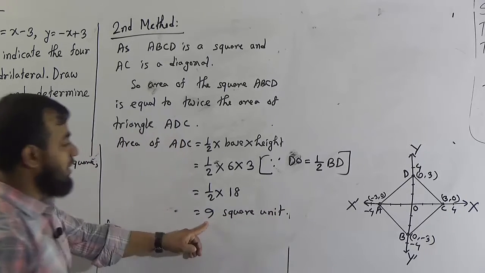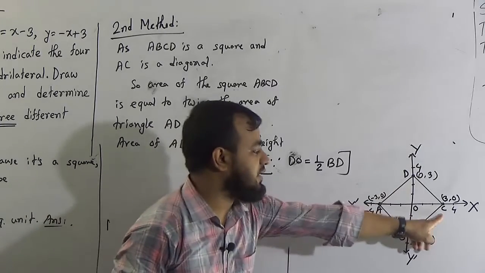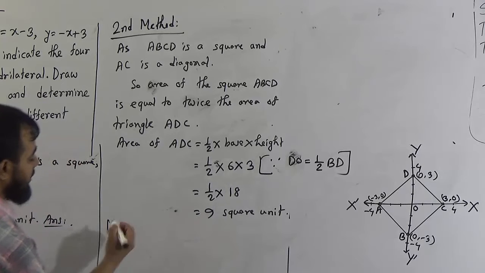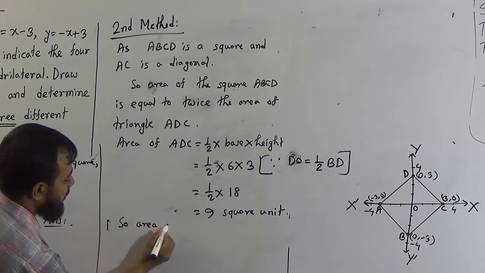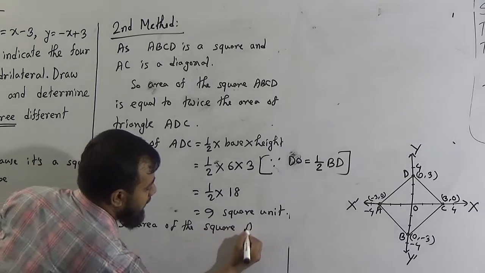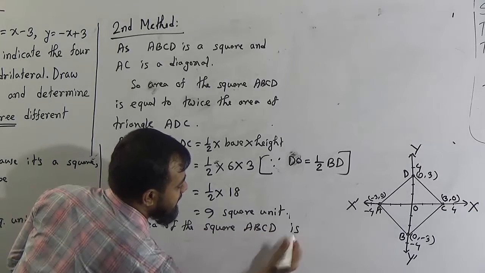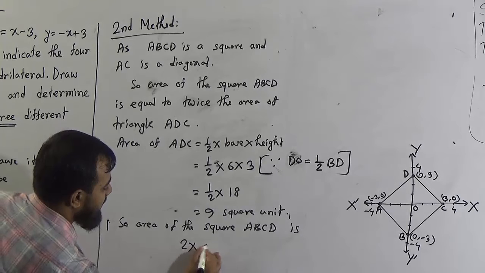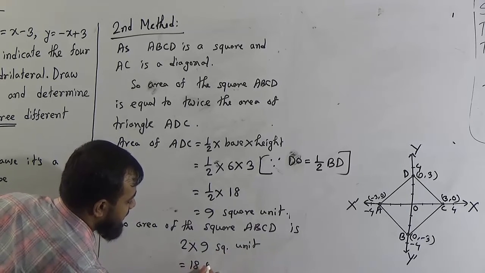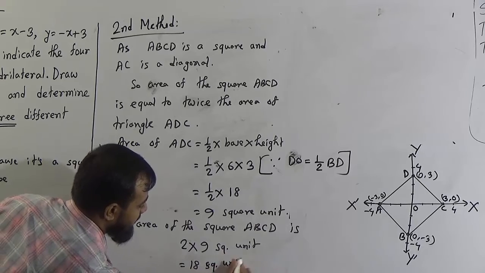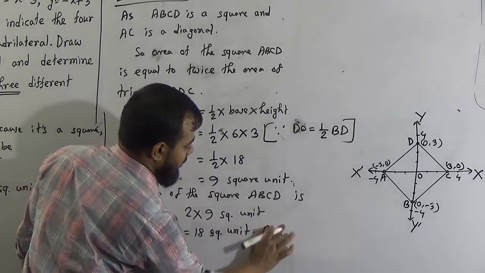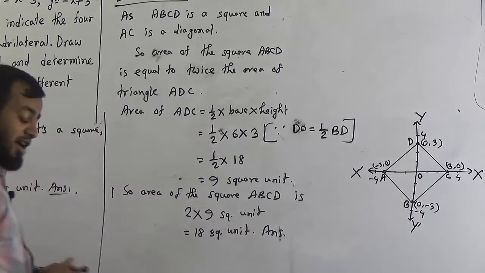So this is the area of the triangle ADC, and we know that the area of ABCD will be double of this one. So the area of the square ABCD is 2 multiplied by 9 square units, that's equal to 18 square units. I hope, dear students, you have understood. This is the second method. Now we need to find out the area in another method.